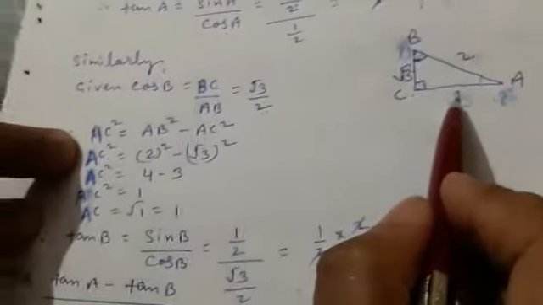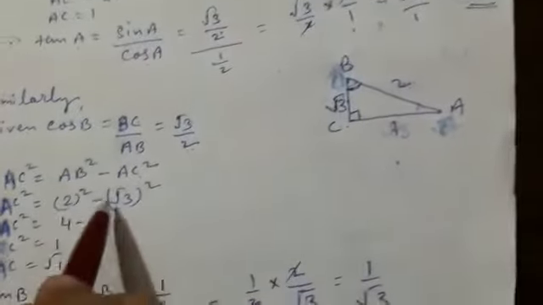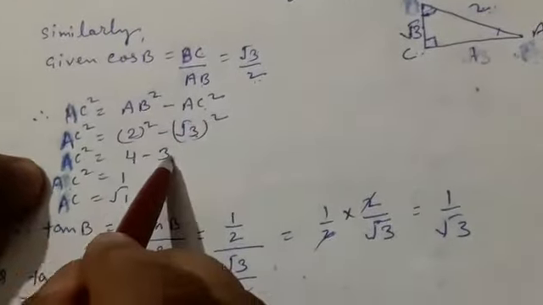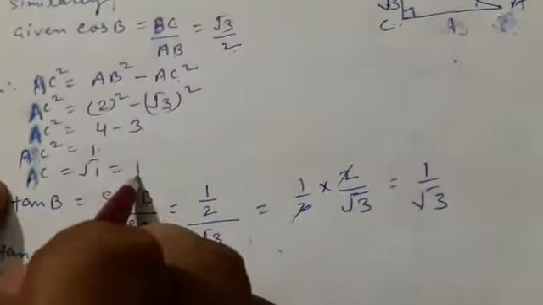So let us find out the value of AC. AC square is equal to AB square minus BC square. What is the value of AB? That is 2 whole square minus BC, which is root 3 whole square. So AC square is equal to 4 minus 3. So AC square is equal to 1. So AC is equal to root over 1, which is equal to 1.